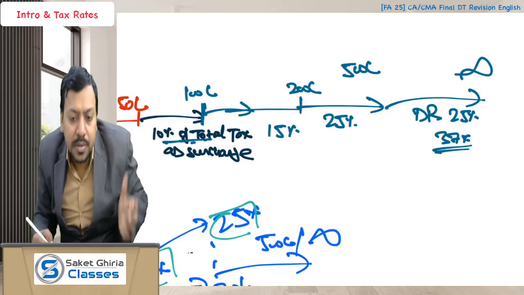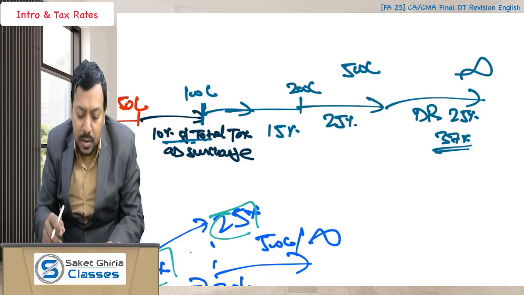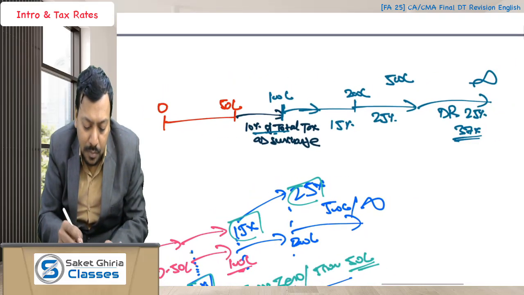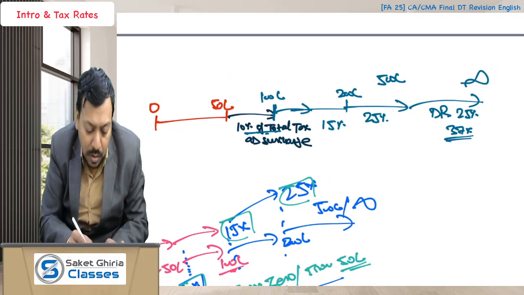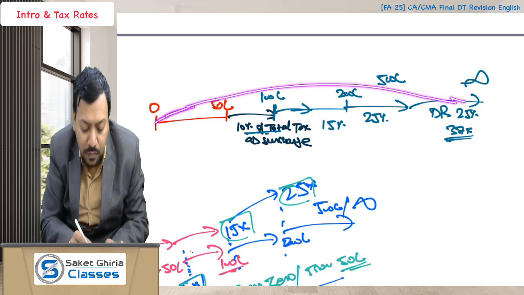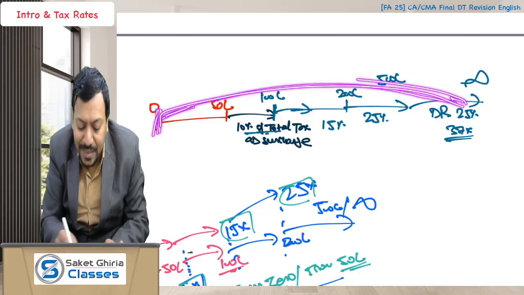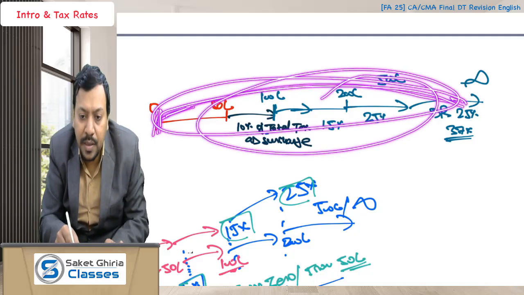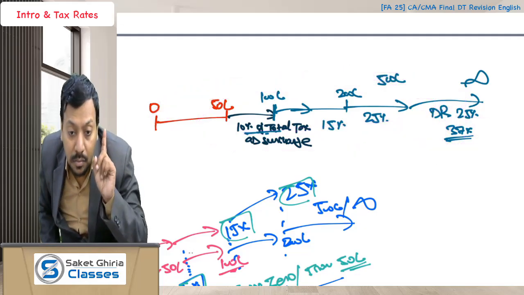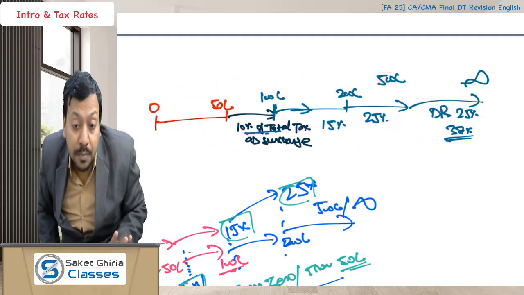What does this 37% mean? Sir, this 37% means that the tax from this level of income, the entire tax, will further be increased by 37%. This entire tax will further be increased by 37%.